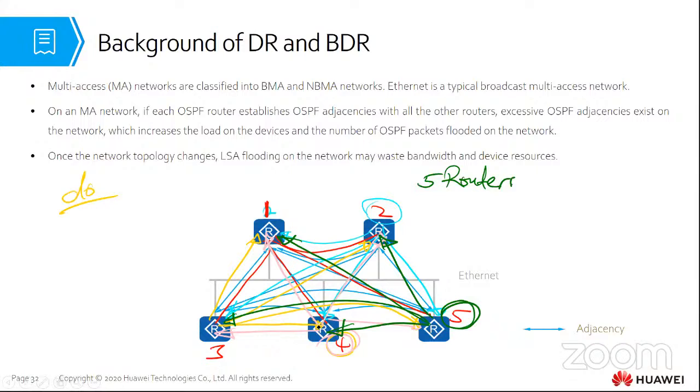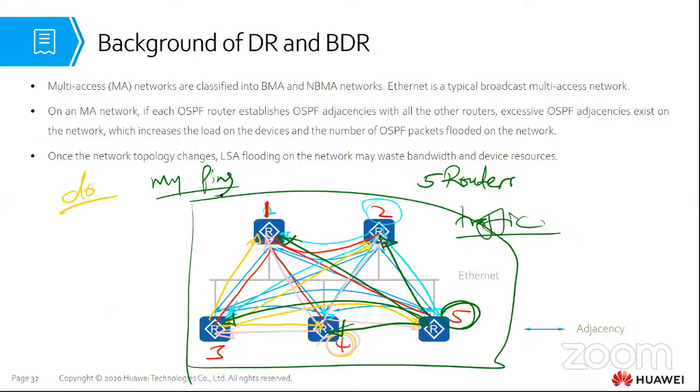This is too much traffic on our network, excluding my ping as the administrator. Do you see that? Too much. And big enterprises have 100 routers, 1,000 routers in the same network. If we have to exchange this for 1,000 routers, the network is going to be very, very busy.